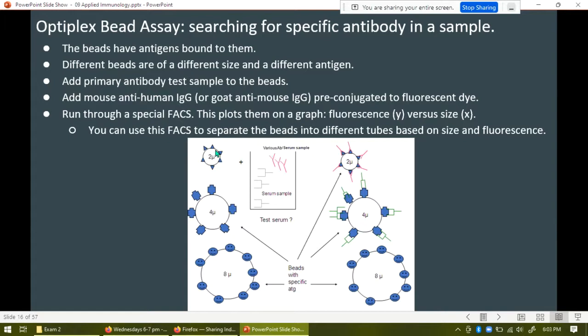Okay. So you can see this little spike here. It has specific antibody that's pink. And then these pluses here have antibodies that are more square shaped. And then there weren't any anti-smiley face antibodies in the mixture. Okay. After you add your primary test antibodies, you add mouse anti-human IgG pre-conjugated to a fluorescent dye. And then you run it through a special FACS machine, and the FACS machine plots them on a graph of fluorescence versus size. So you can use the FACS to separate the beads into different tubes based on size and fluorescence.